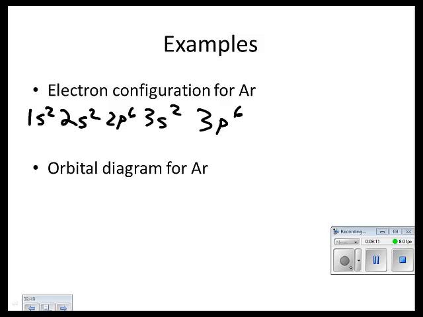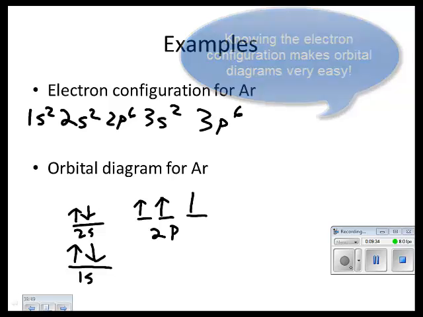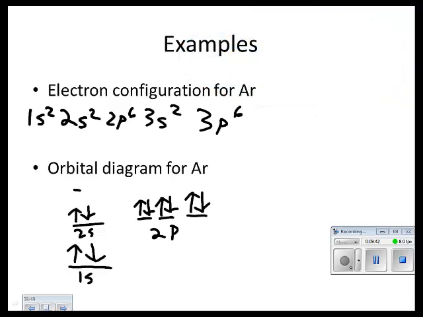So the orbital diagram would go, this is 1s, this is 1s1, this is 1s2. Then you can come up and go 2s. This is 2s1, this is 2s2. 2p. You go 2p1, 2p2, then you go over here to 3s. Go 3s1, 3s2, and 3p. This is 3p1, 2, 3, 4, 5, 6.